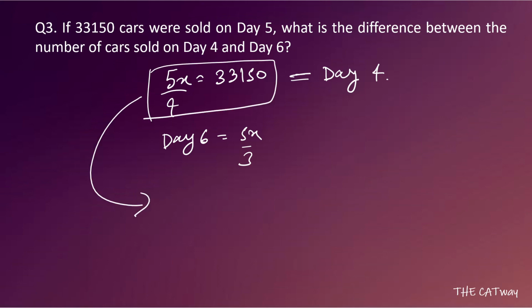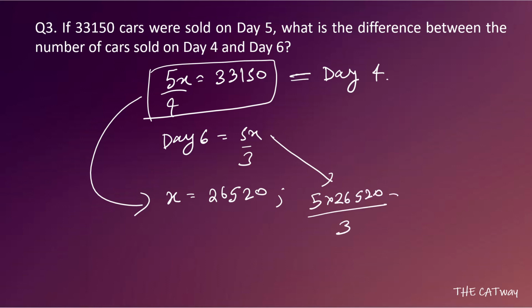From here what we get is x is equal to 26,520. Then we calculate 5 into 26,520 divided by 3. What will we get? Working through the division, it would be 44,200. So we have the number of cars sold on day 6 as 44,200, and on day 4 we have 33,150.